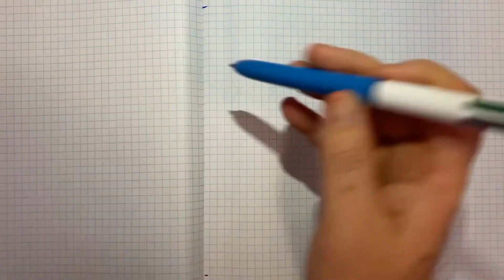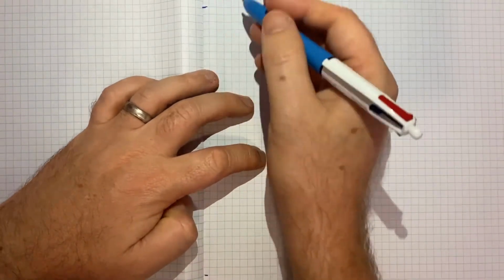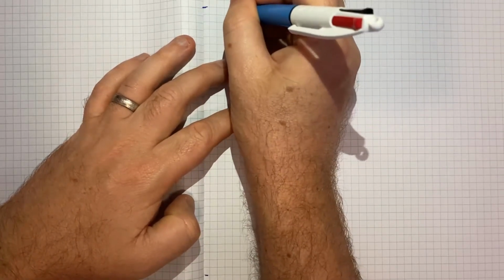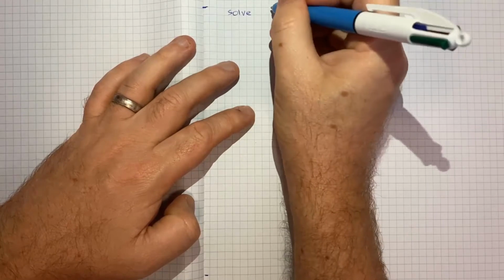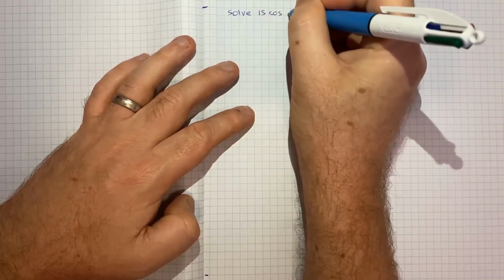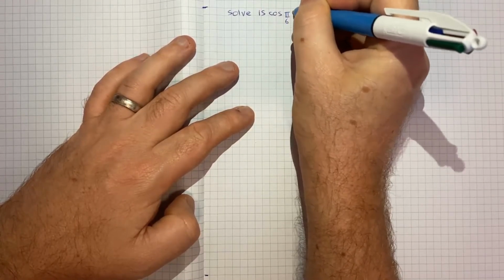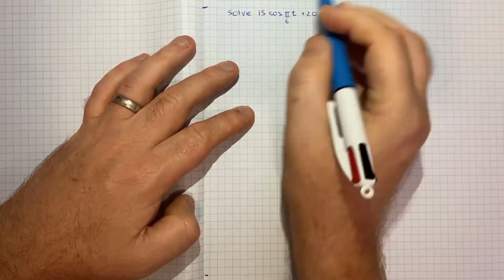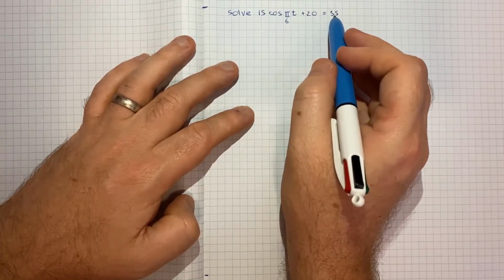So I think the neatest way to think about this, which is very common when you're dealing with the cos and sine functions, is to draw them up in a chart. Before we get to the chart though, let's do a little bit of rearranging. So we've been asked to solve 15 cos(πt/6) plus 20 equals 35.